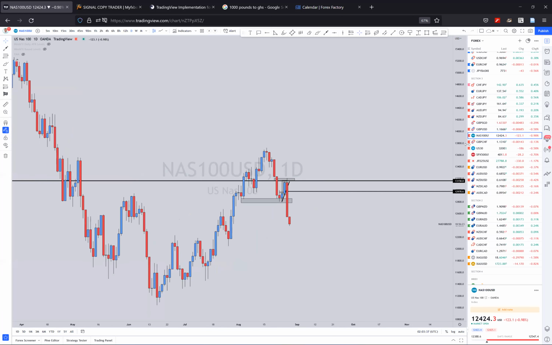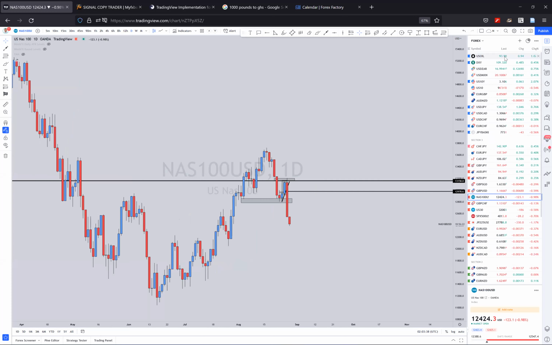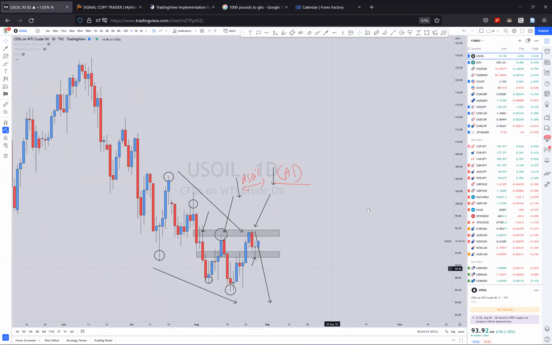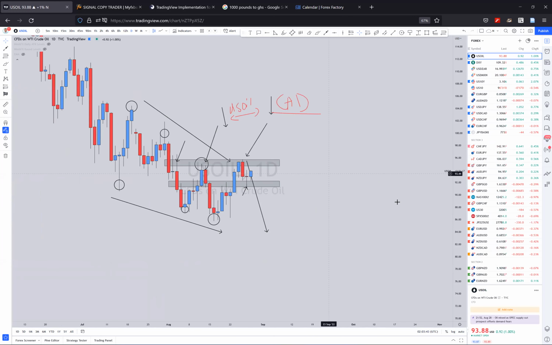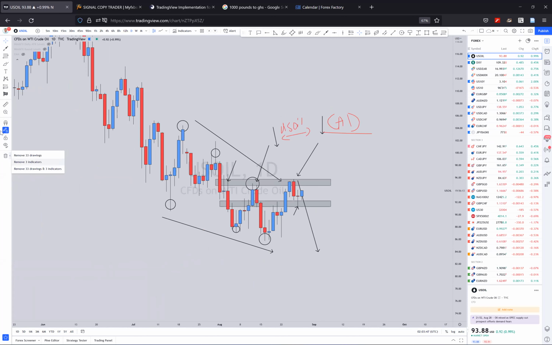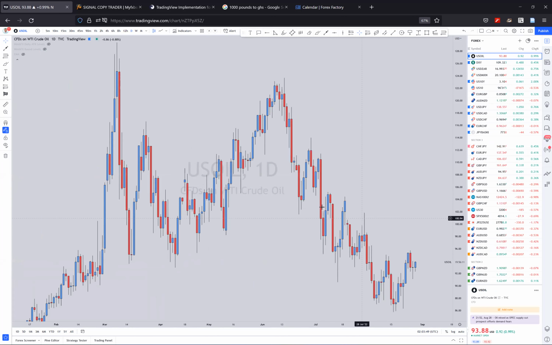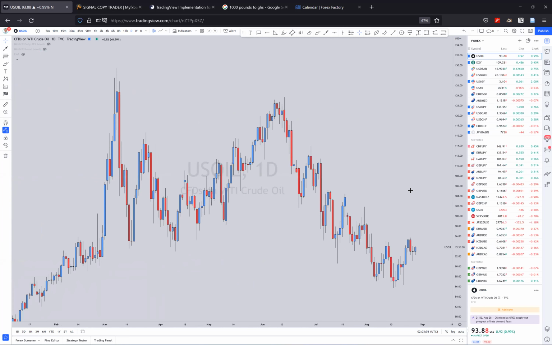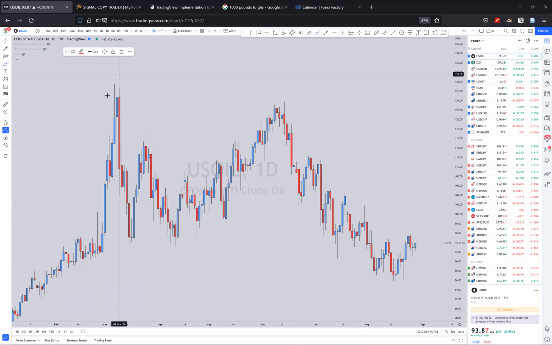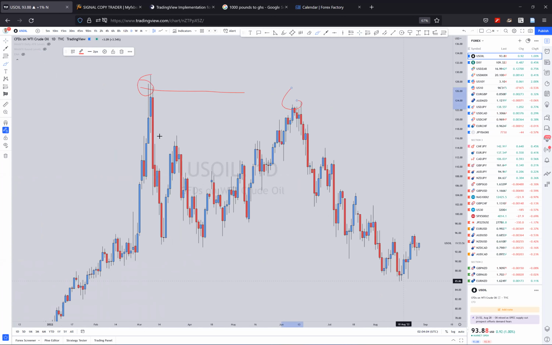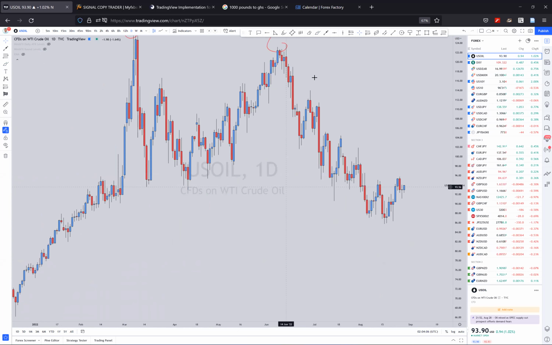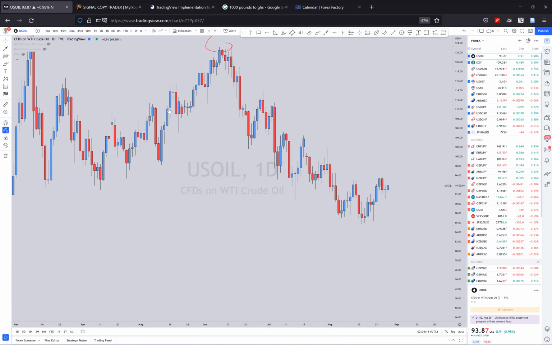So to begin, let's look at US oil. US oil has been making a very big decline. I talked about this when price made this high here with this rejection around $128, and I talked about this being the top for oil. We pulled back to form a double top, and that is what we've been getting. That has been the top for oil, and oil is dropping. So what do we have here for oil?